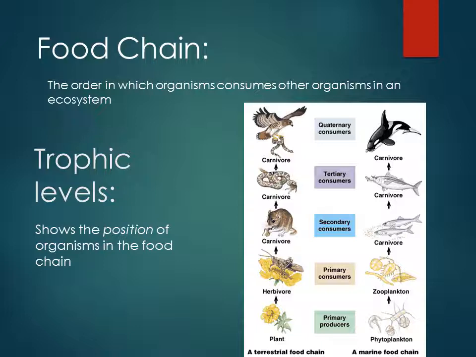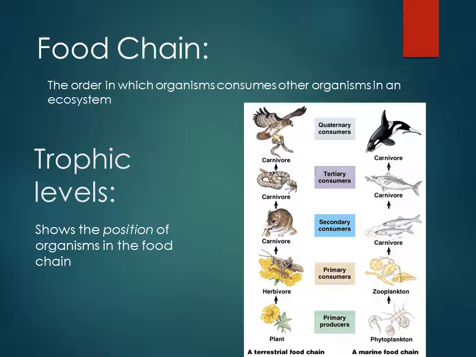Here we have a food chain. What exactly is a food chain? It's the order in which organisms consume other organisms in an ecosystem. So here on the bottom right, we have a food chain in which the plant is eaten by the grasshopper, is eaten by the mouse, is eaten by the snake, and the hawk eats the snake. So that's a food chain.